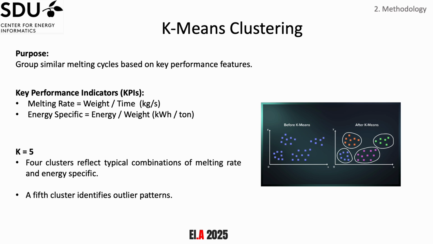And we set the number of clusters to be 5, because we want to get 4 clusters that can reflect the typical combinations of melting rate and specific energy. And the 5th cluster is to identify outlier patterns.